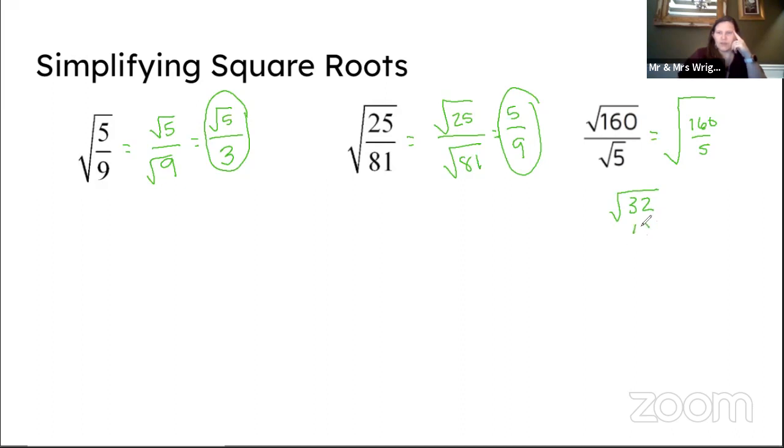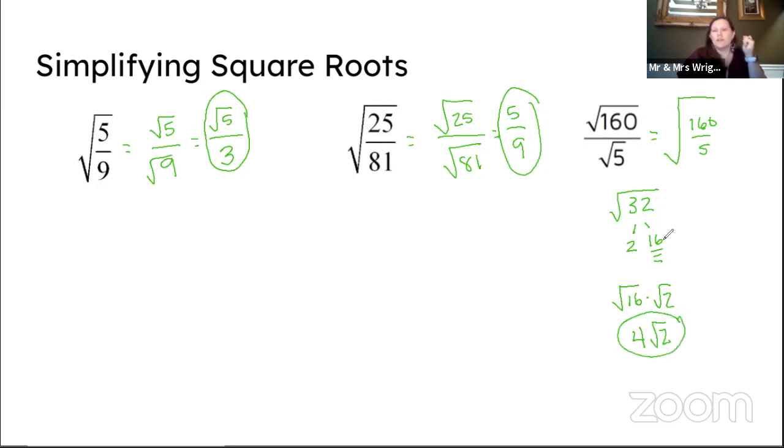So I'm going to go ahead and start my factor tree to find the prime factorization of this number. 2 times 16. Wait, there's a perfect square right there. I can stop right there and I'm going to put square root 16 times square root 2. I know the square root of 16 is 4, so 4 times square root of 2. And that is my final answer.